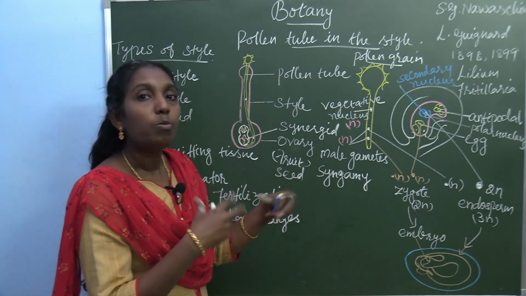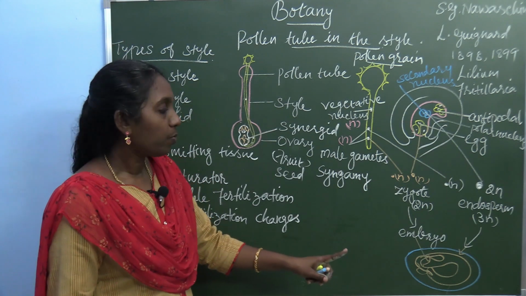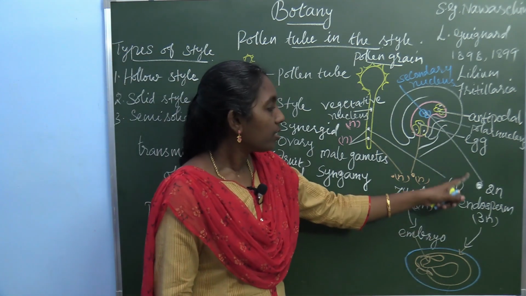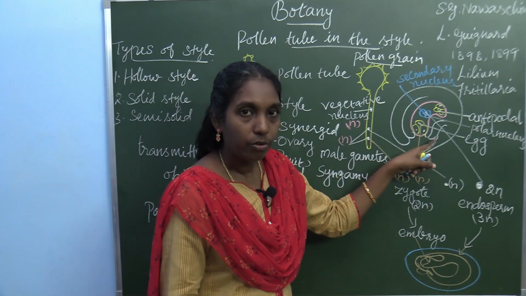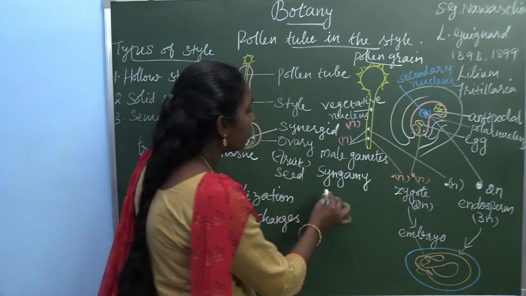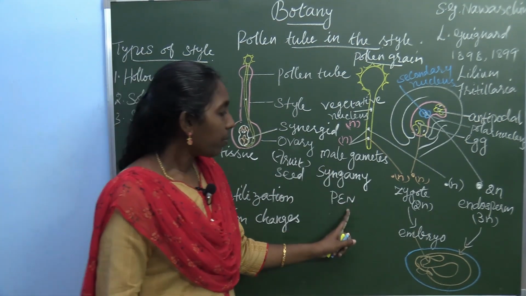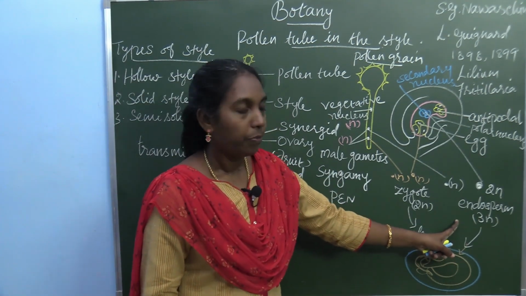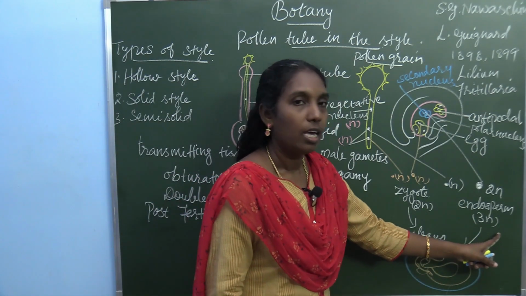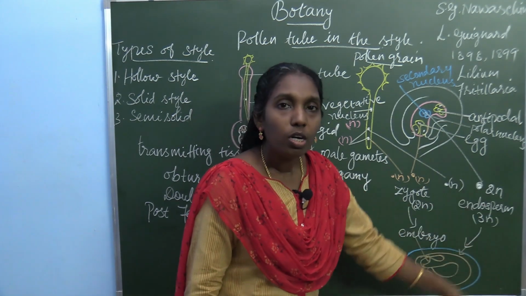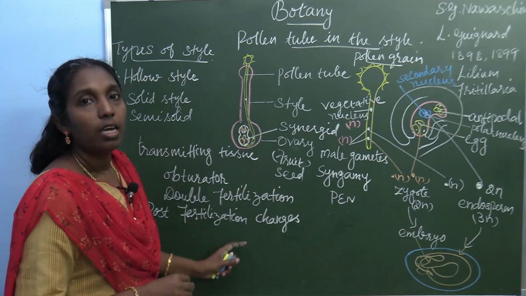Depending upon the mode of development, there are 3 different types of endosperm. The endosperm is the result of triple fusion. The male gamete fuses with the secondary nucleus and forms the primary endosperm nucleus, PEN. From the primary endosperm nucleus, endosperm is formed. This primary endosperm nucleus is 3N, having 3N chromosomes. Depending upon the mode of development, it is classified into 3 different types of endosperm.